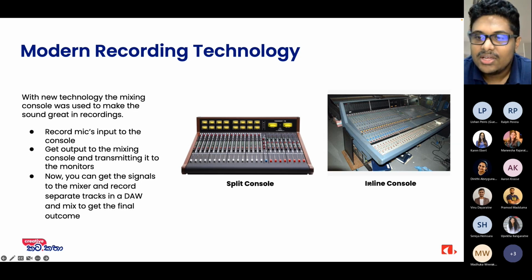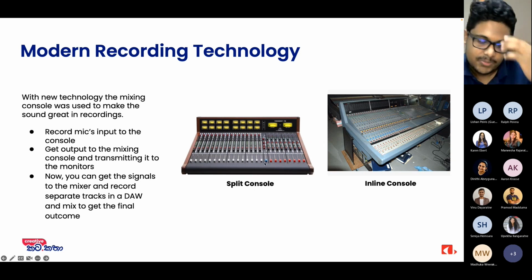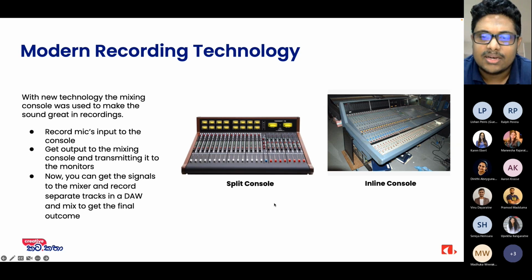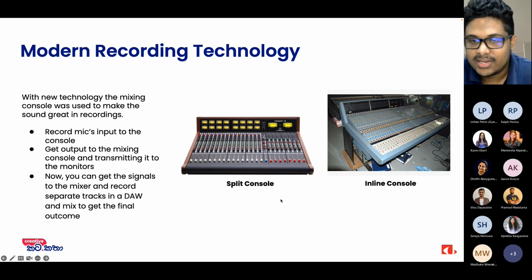In the inline console, we don't have a separate section. We have a single fader or a knob that we can use to control these effects inside that console. You can see this single line; we call it a channel strip. In the inline console, we have a knob here to control the effects, but in the split console, we have this separate section to change the effects that we are adding to the inputs. So now you know that we have two types of console that we can use.